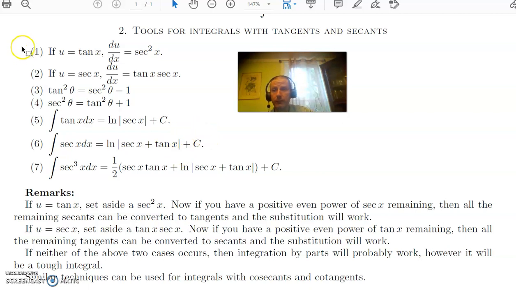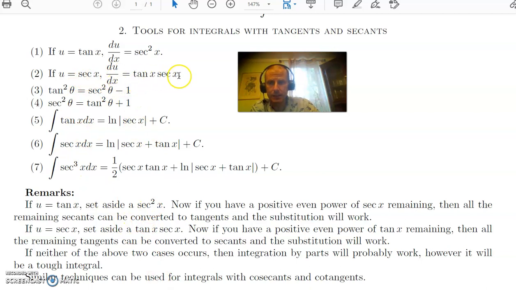You can do something similar with tangents, but it's a little bit harder to describe when it's going to work or not. If you want to let u be tangent x, you have to save a secant squared x to account for the du dx, which is fine. But then you'll only be able to convert any remaining secants into tangents when there is an even power of them, because the Pythagorean identities down here say that you can convert an even power of tangents to secants and vice versa.